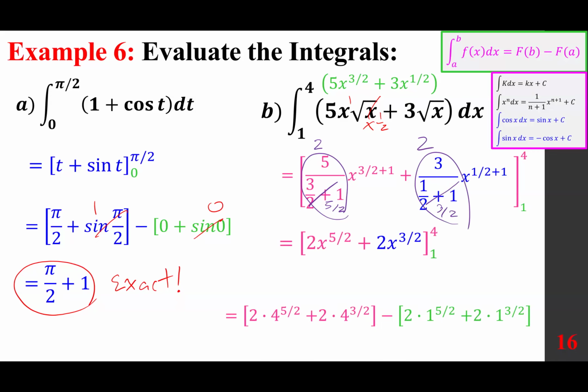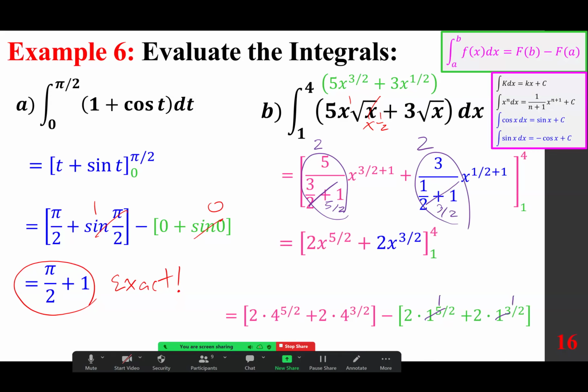We have to simplify this. Of course, this is easy. This is 1, this is 1. But what happens to 4 to the power of 5/2? It means square root of 4 to the power of 5. Square root of 4 is 2. 2 to the power of 5 is 32. You have the 2 in front, and this becomes 64.